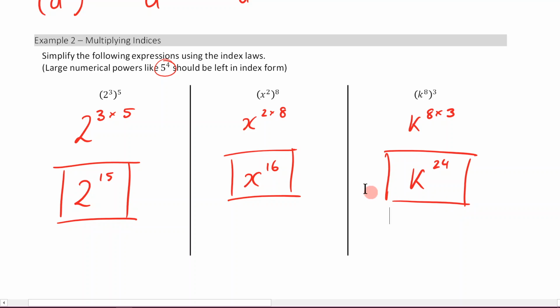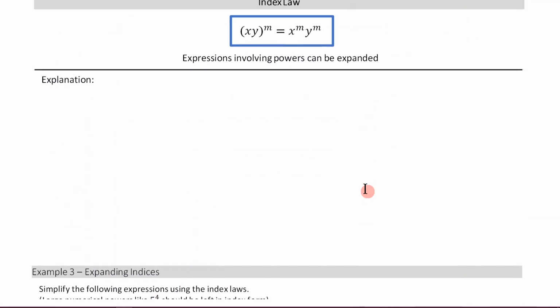All right, our final index law that we're going to look at. Here we have brackets xy to the m equals x to the m, y to the m. Expressions involving powers can be expanded. So as you can see here, I have this m on the outside, but what it looks like is happening is I'm just expanding it in so that each of these is raised to this power.